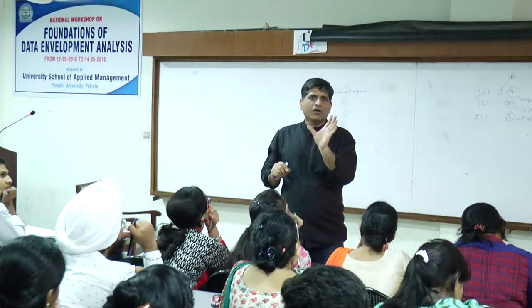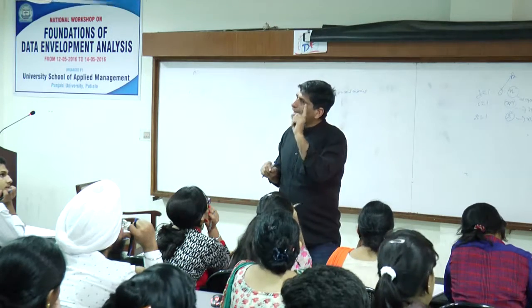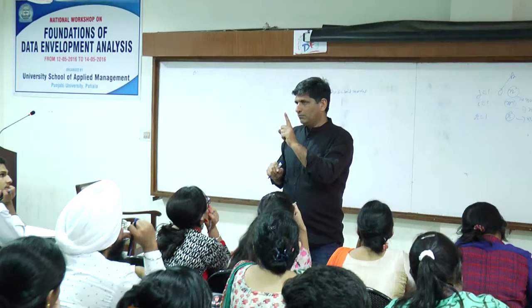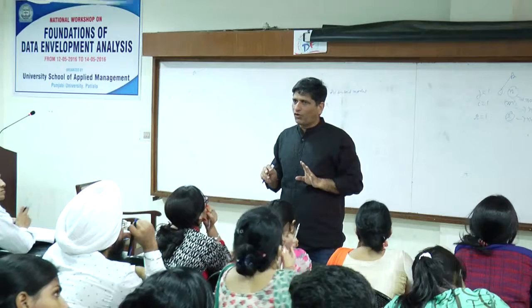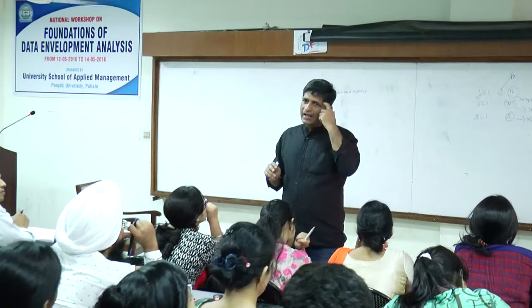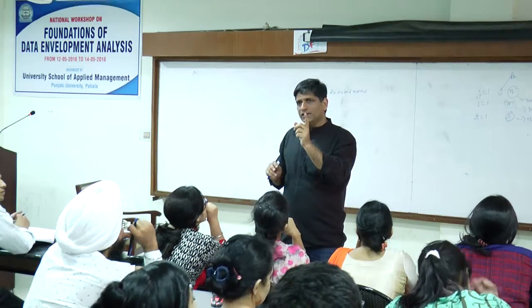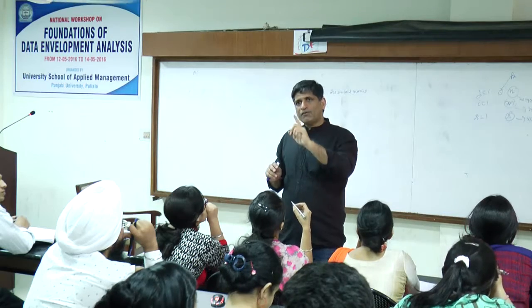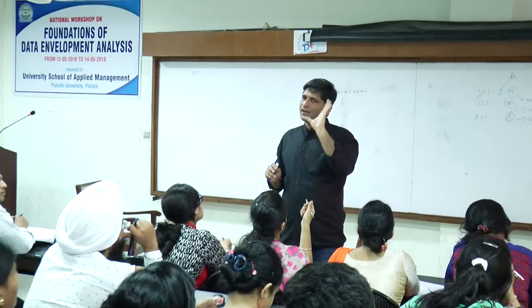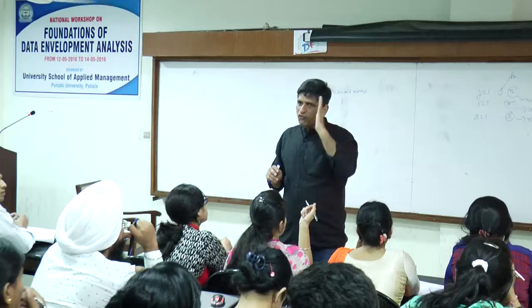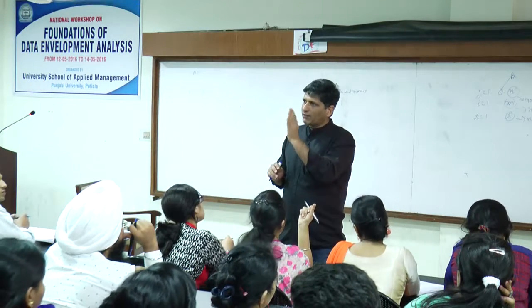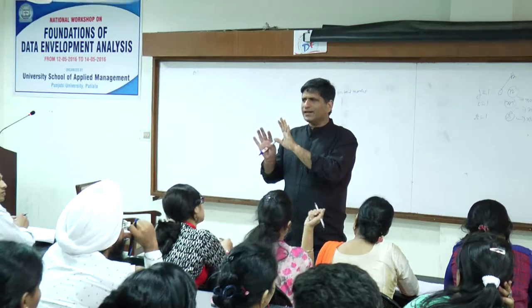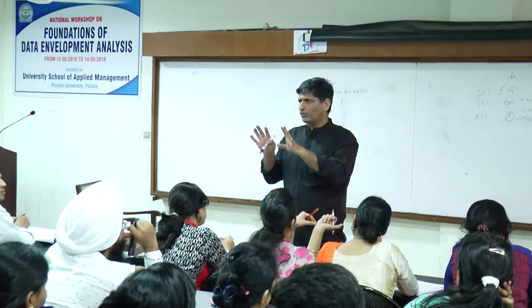If there are n forms in data envelopment analysis, there will be n linear programming problems, not one. With one we cannot find the efficiency scores of all. We will have n linear programming problems and we will solve them. For example, if there are 15 forms, there will be 15 linear programming problems. We need to solve them one by one, and it is a very time consuming process.